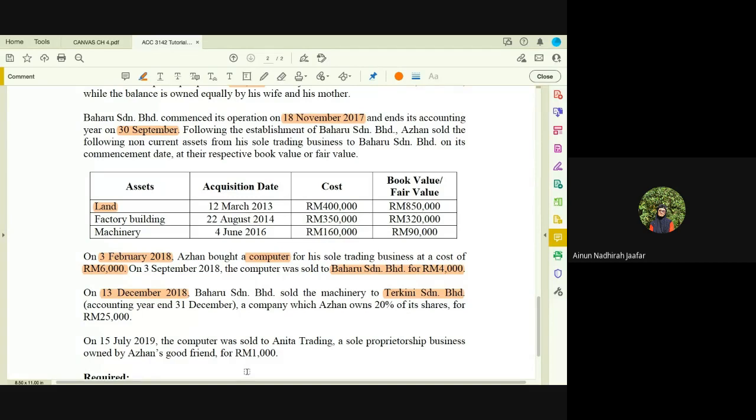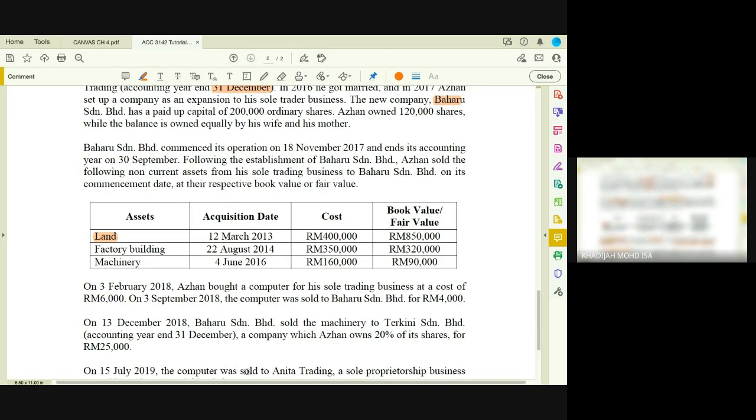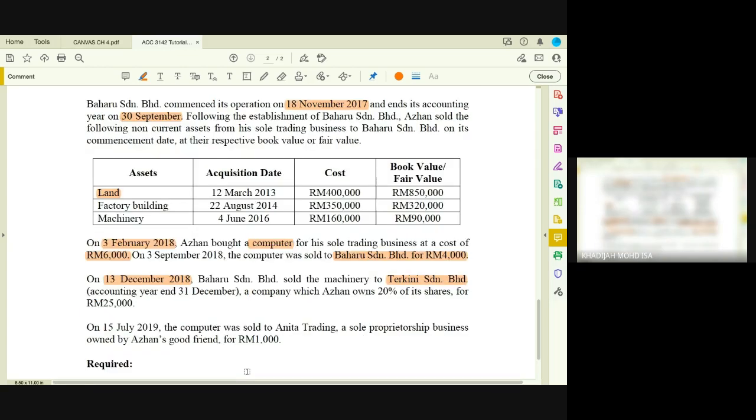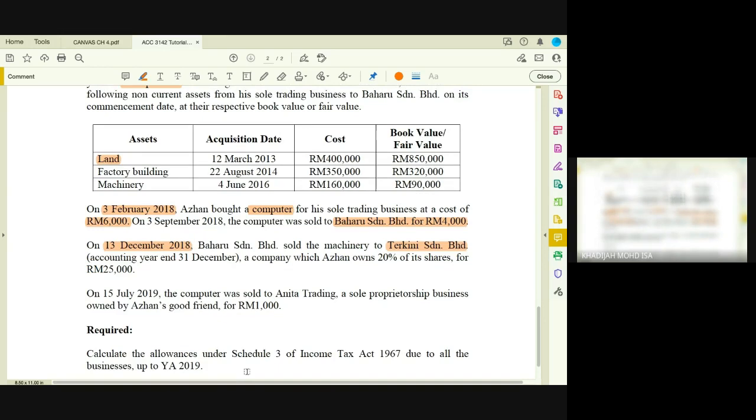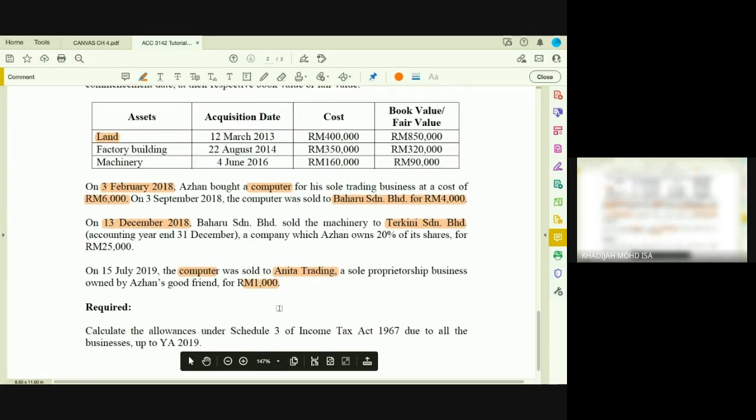Yes, madam. Okay. So I have highlighted the information that you need to use. On 15 July 2019, the computer that he bought in February 2018 was sold to Anita, another sole proprietorship. So this is also a third party, and it's 1,000 ringgit. Okay, so you have to do a lot of computation here.